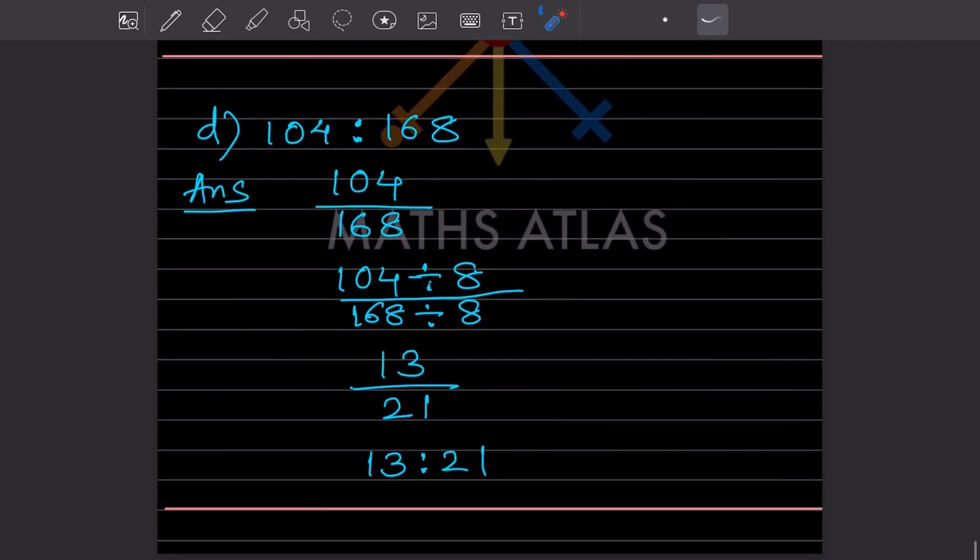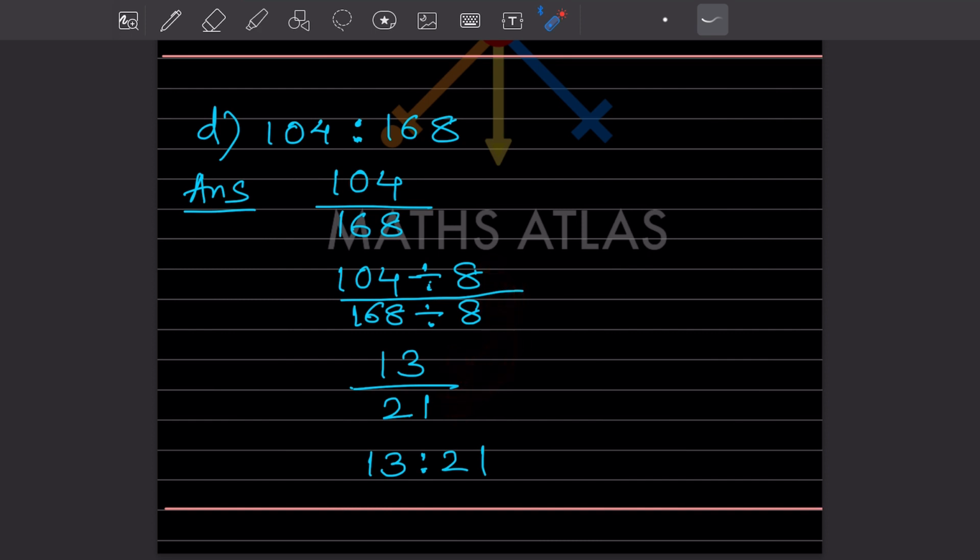Next number says 104:168. Divide that number. Here it goes with 8. That will be 104 divided by 8. You can just check later. So the division you know. The answer is going to be 13. And for this, when you divide it by 8, the answer is going to be 21.